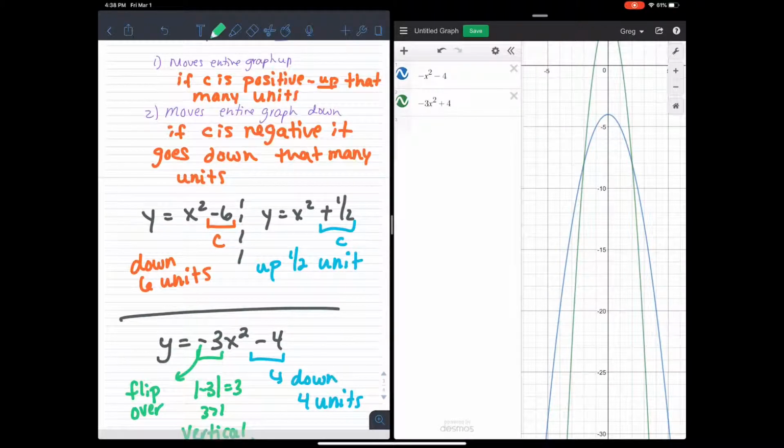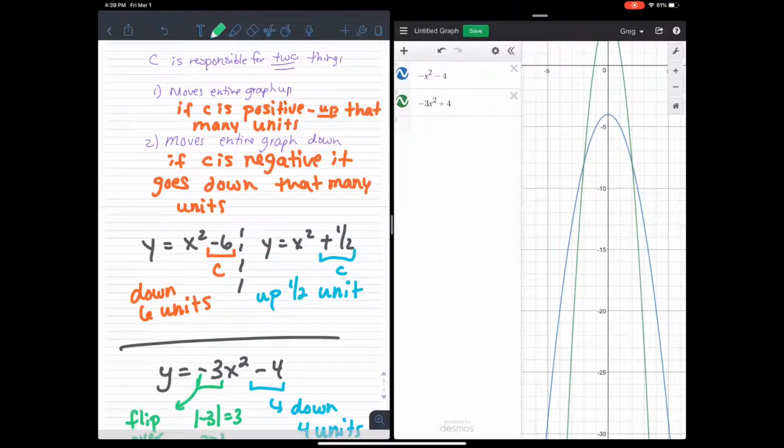So again, just make sure that you know that the c value moves the graph up or down based on whether it's positive or negative.